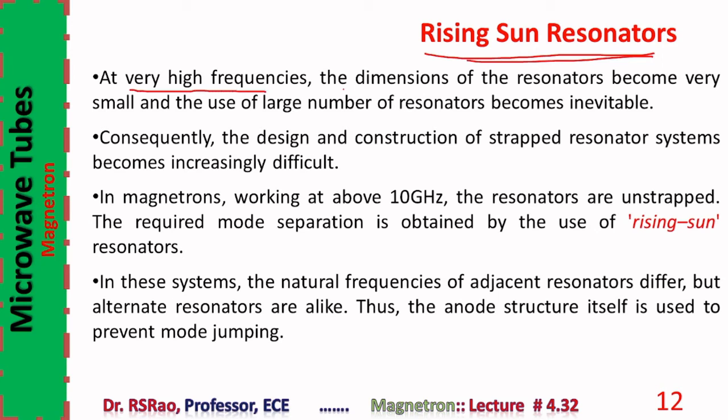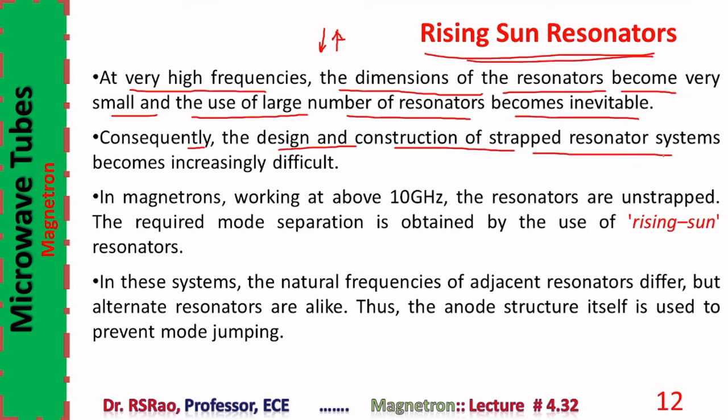At very high frequencies, the dimensions of the resonators become very small and the use of a large number of resonators becomes inevitable. So dimensions come down and the number increases. Consequently, the design and construction of strapped resonator systems become cumbersome. It is difficult. In magnetrons working at about 10 gigahertz, the resonators are unstrapped because strapping becomes a difficult process, for the reason that now the dimensions of the resonators are small and the numbers are large.